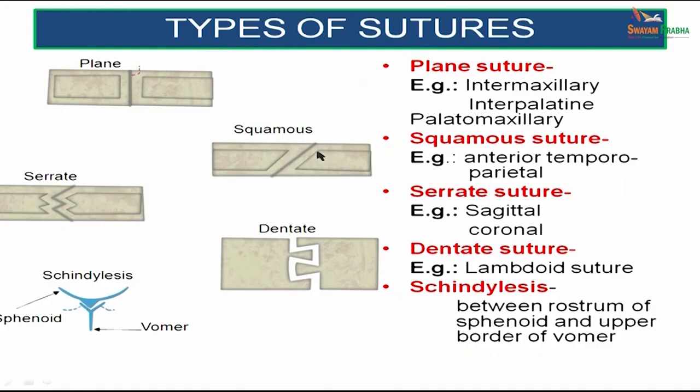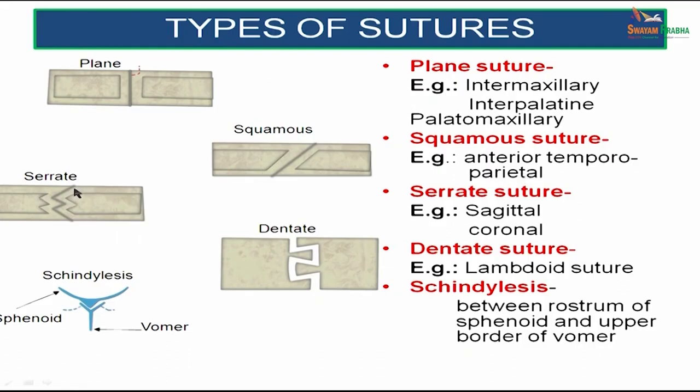Then we have the squamous suture. A squamous suture is when the opposing surfaces of the bone are sloping. Then it forms a squamous suture. Example, the anterior parietotemporal suture.